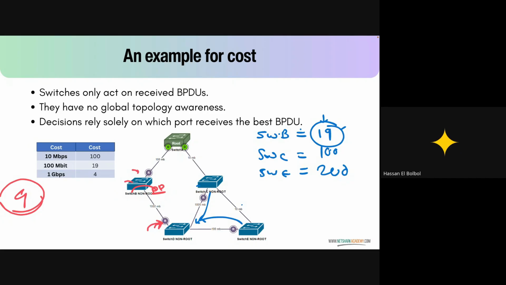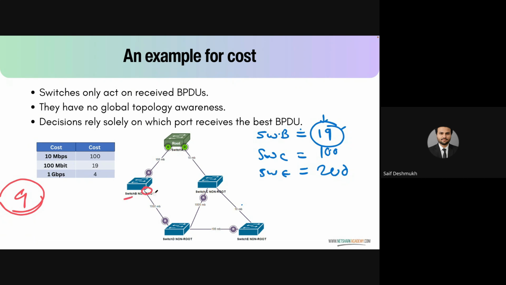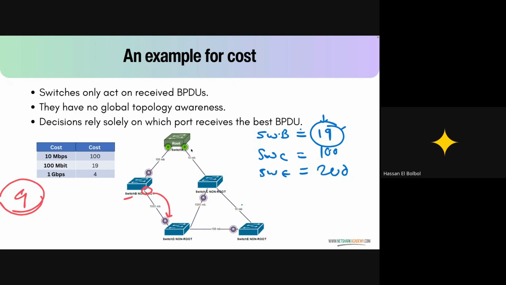Okay. Hassan is asking one specific question. How does switch B know that this interface goes towards someone else's root port? I mean, because it can be designated or it can be blocking.